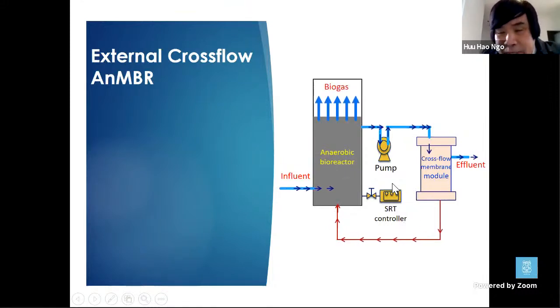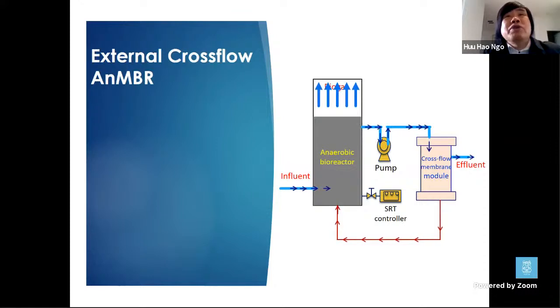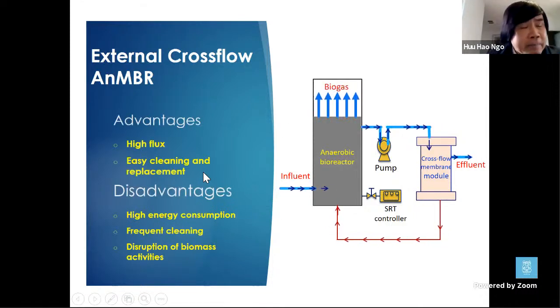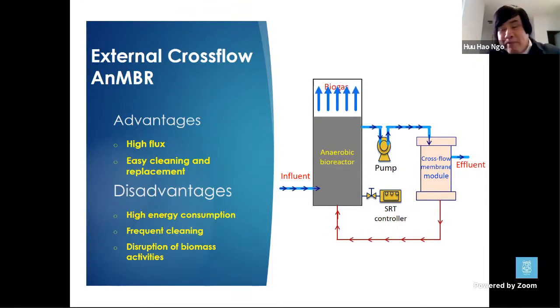Here we can have a sludge retention time controller. It depends, maybe about 3 months, 6 months, 1 year or whatever, but of course we want the sludge retention time to be as long as possible. Now some points about the external cross-flow anaerobic MBR. The advantages: high flux, and easy cleaning and replacement, because the membrane is in a separate unit, so it's very easy to clean or replace.